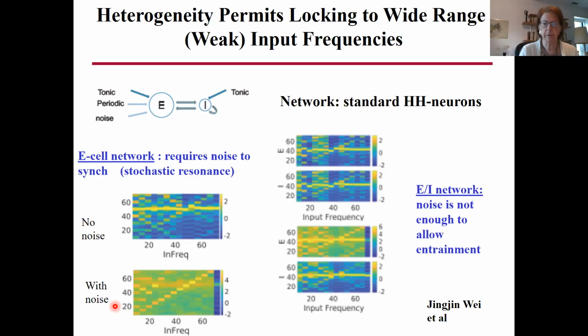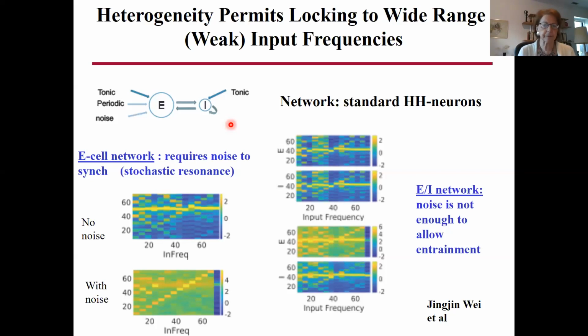So here, the physiology is going to be simpler. We don't have the funny currents. We just have standard Hodgkin-Huxley. It is an EI network, and we're going to talk about what large networks can do that small networks can't, which is they can be heterogeneous.